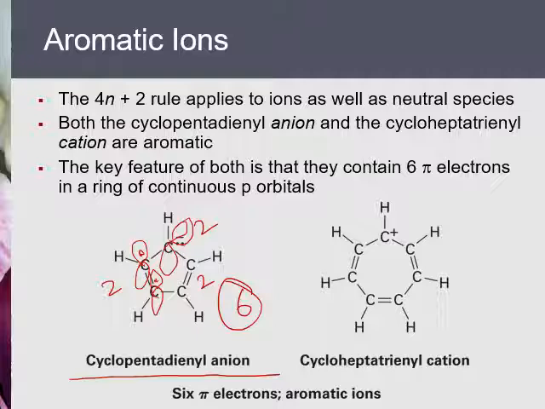Now let's look at the cycloheptatriene cation. This molecule has 3 double bonds, but a carbon has a positive charge. A positive charge means a p orbital that is empty. There's no electron in it. And so in the double bonds, each carbon has 1 electron. So 1, 2, 3, 4, 5, 6. Again, you have 6 pi electrons. So both of these molecules are cyclic, conjugated, planar structures, and they have 6 electrons. Although one has 5 carbons and one has 7 carbons, both are aromatic.